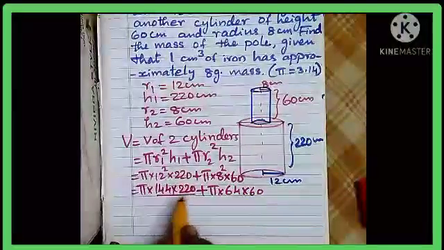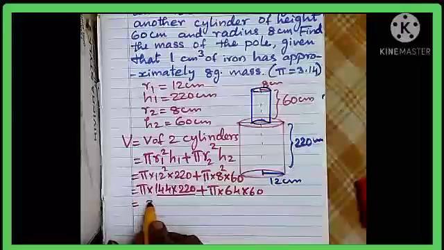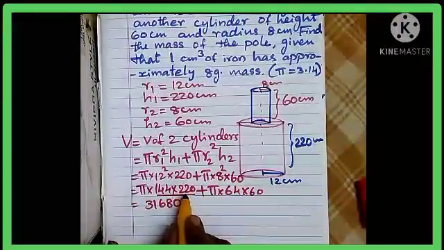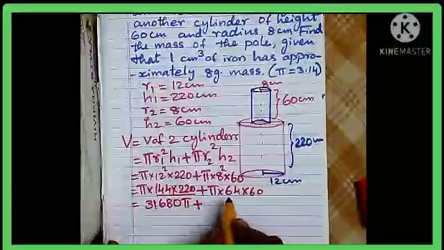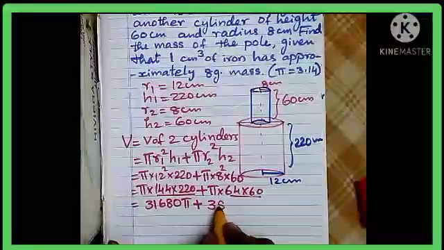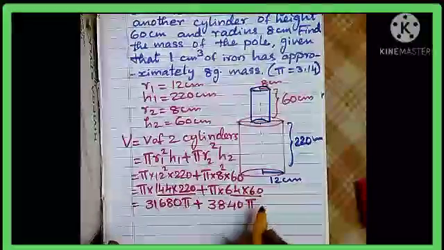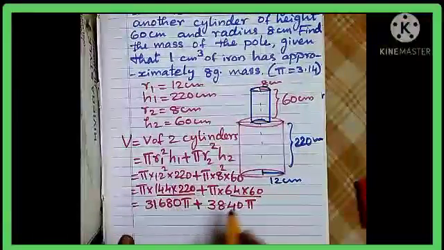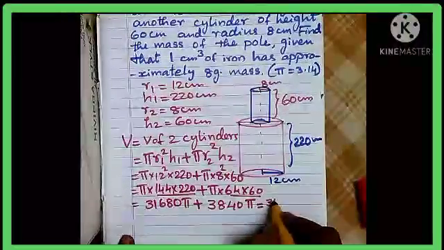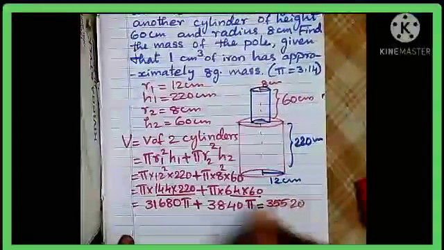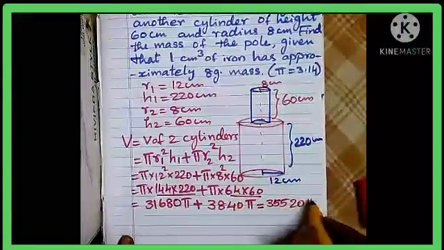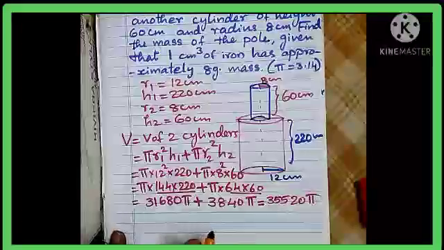Now, after multiplying these two numbers, you are getting 31,680 pi plus then 64 into 60. After multiplying these two, we are getting 3840 pi. Understand? So, after adding these two, we can see that it is 35,520 pi. Okay.